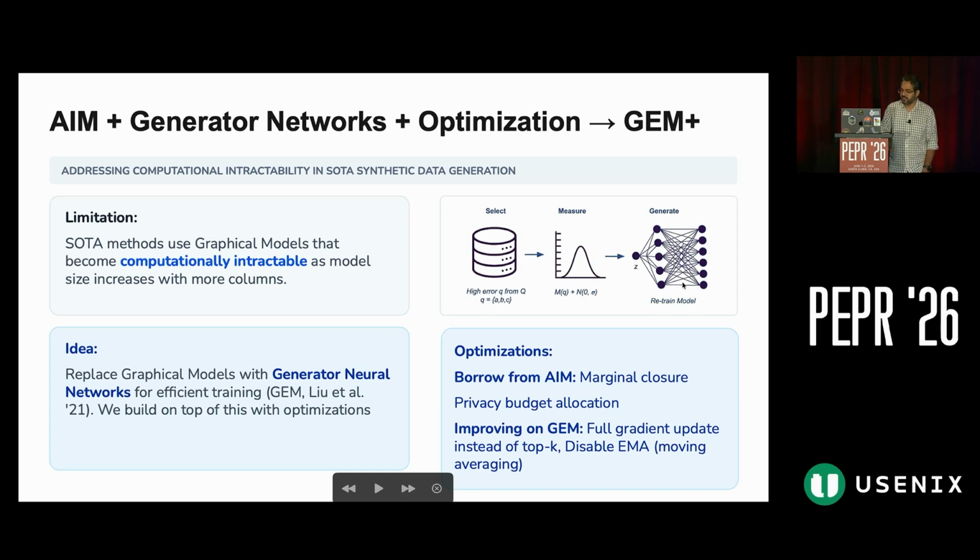And this idea by itself is also not new. There was this paper in 2021 by Liu. They proposed this algorithm called GEM, which uses generator neural networks, but the AIM algorithm beats it, and we show that if you add on these additional optimizations, which are an efficient privacy allocation and then disabling certain components, you can do much better, right?